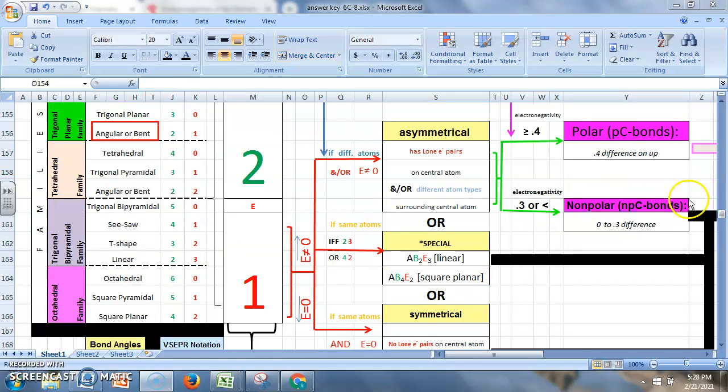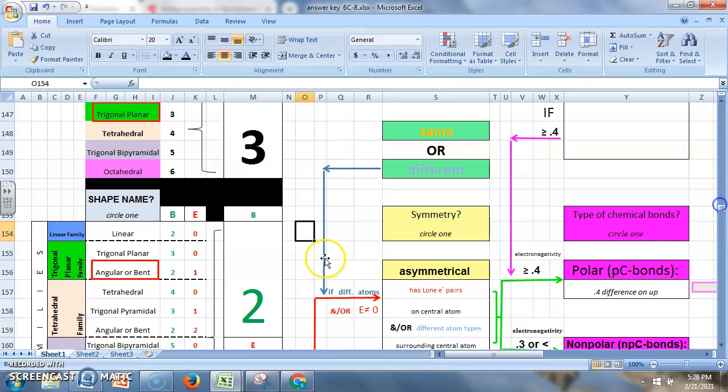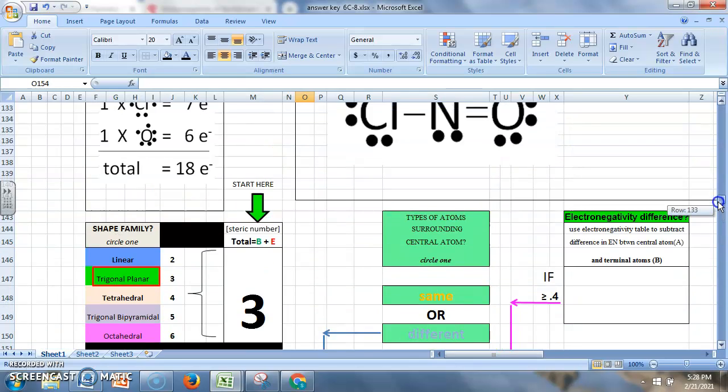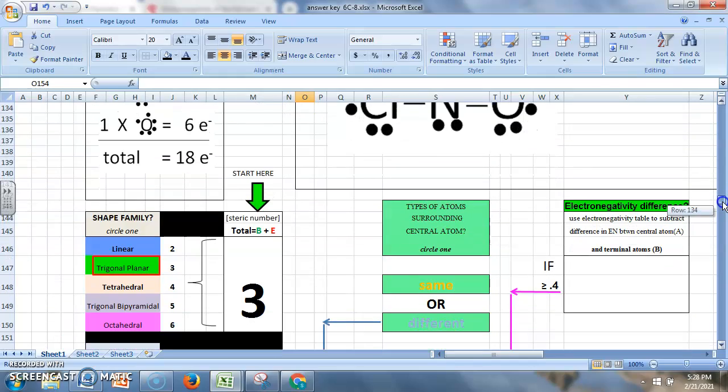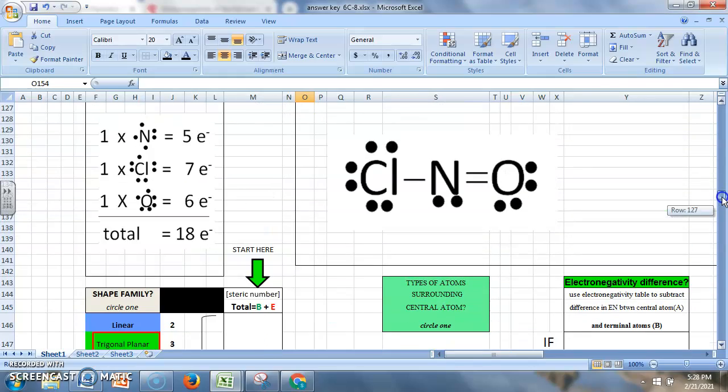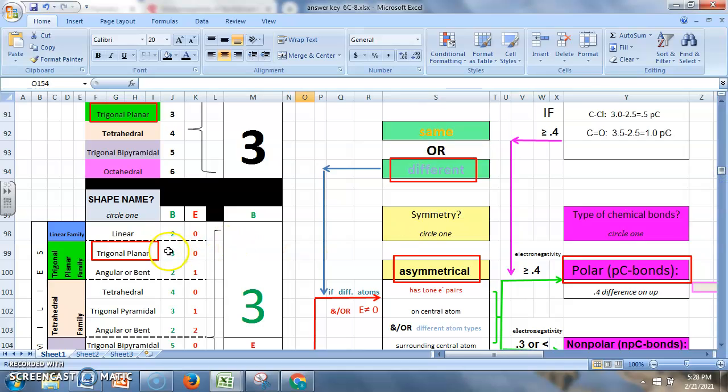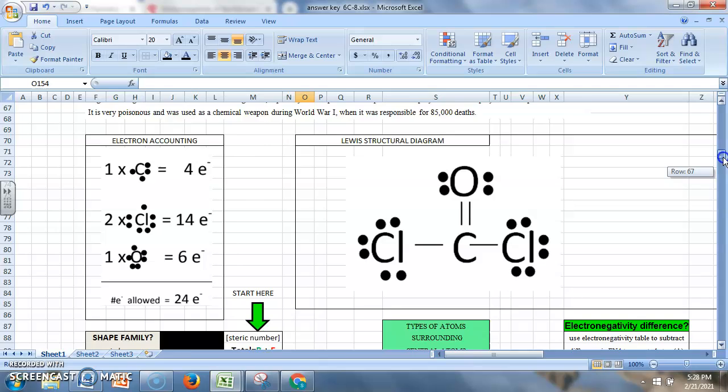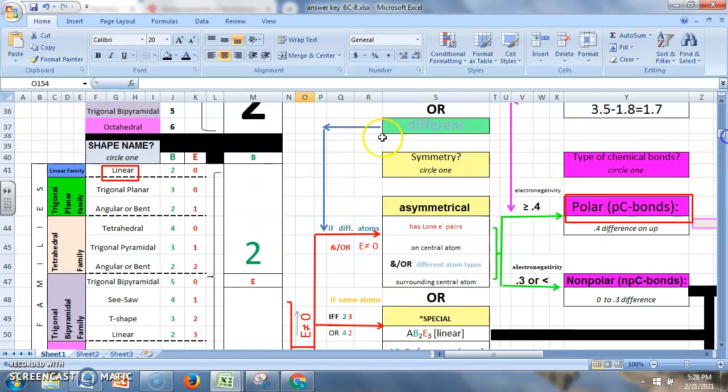And if you've been noticing a little bit, you're starting to see the pattern perhaps. This time, number 3, we're working on angular or bent. Number 2, what we did was trigonal planar, right up here. We did the trigonal planar molecule in the trigonal planar family for our second problem. And then our very first problem was linear.